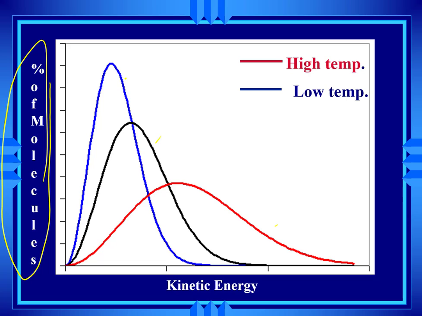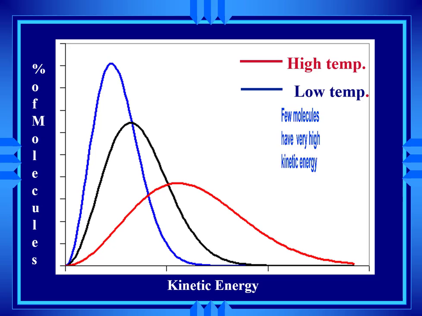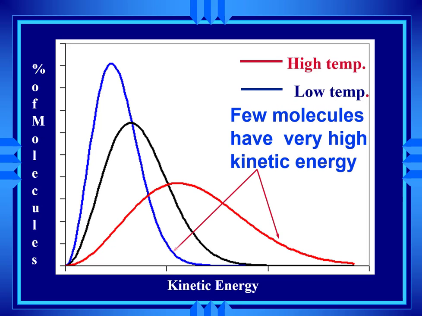Does that make sense? Since you got to keep the same area underneath the curve, as I get the temperature higher and higher, it gets flatter and flatter. I get a wider range of kinetic energies. Now notice, very few molecules have high kinetic energy. But when I raise the temperature, more of them do. Those are the ones that are going to evaporate.